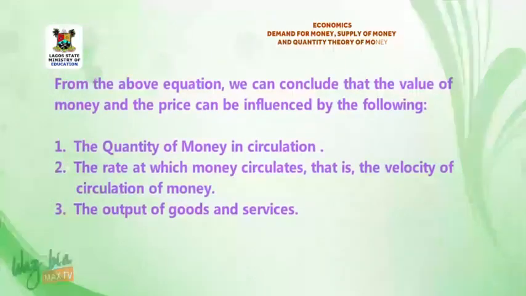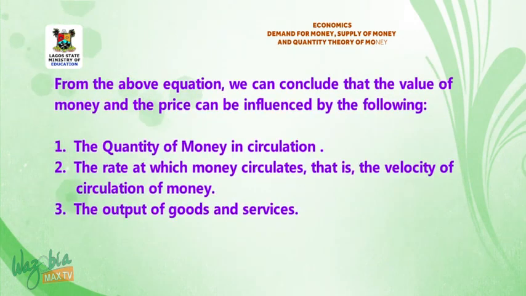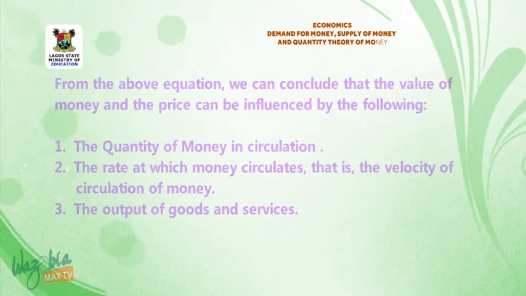P, price level. T represents the total of all the transactions that have taken place with money during the given period. From the above equation, we can conclude that the value of money and the price can be influenced by the following: 1. The quantity of money in circulation. 2. The rate at which money circulates, that is, velocity of circulation of money. 3. The output of goods and services.